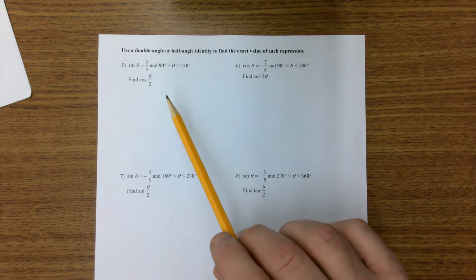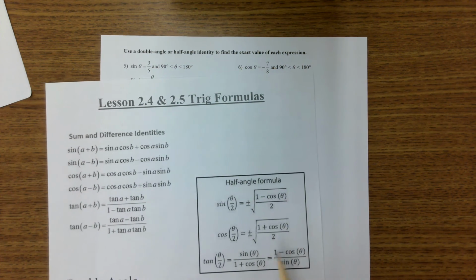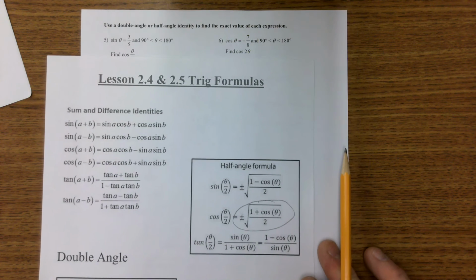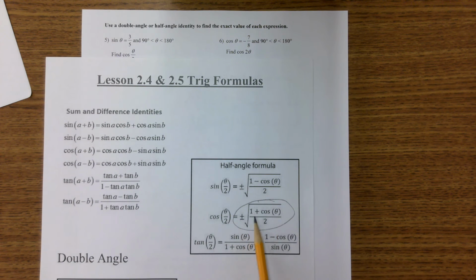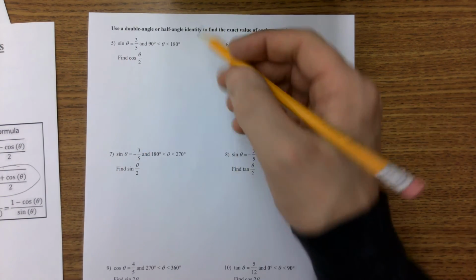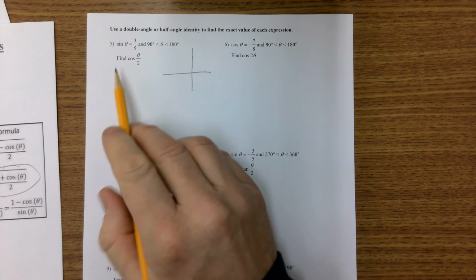You just have to use this cosine. It tells you exactly what formula to use, so I'm going to use this cosine formula right here. It's okay to leave it as plus or minus today. So what do I need to do? I need to draw this angle first. It's just drawn here.